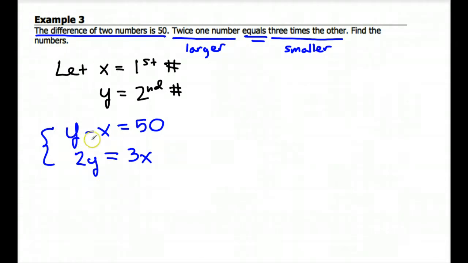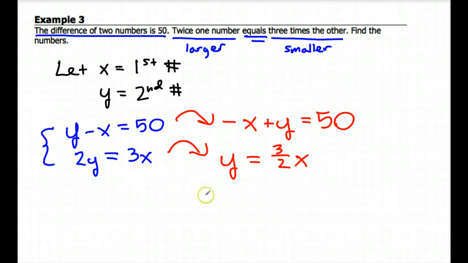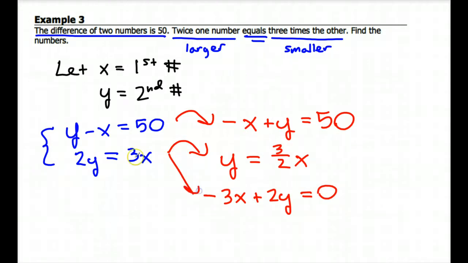This one right here, again, you could solve for y by adding x to both sides, or you could just reorder x and y as negative x plus y equals 50 if you wanted to keep it in standard form. This equation over here, you could divide both sides by 2 and put it in y equals 3 over 2x form, or you could subtract 3x from both sides, and that would give you a standard form of negative 3x plus 2y equals 0. So either way, for that second equation there, go ahead and type those into your calculator.